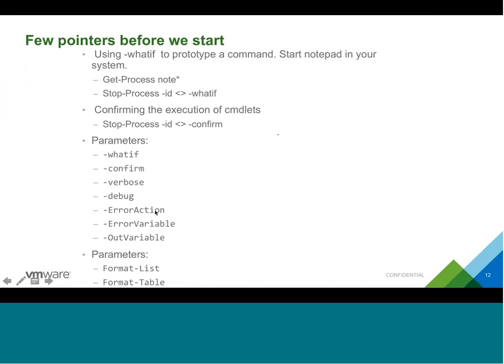Error action is one important aspect of running any commandlet. It tells what exact action you want to take if you face any error. Typically, we use silently continue to suppress some errors and simply go ahead and execute the rest of the commandlet. So error action is what your reaction would be to an error. Error variable: sometimes I'm running a script of 50 or 100 lines and I want to store the error and parse it later to see exactly what error occurred. So you can give error variable and a variable name, and the error output will go there. The last one is out variable. As the name suggests, if you want to store the output of any commandlet into a variable and use it later on, you can do that.